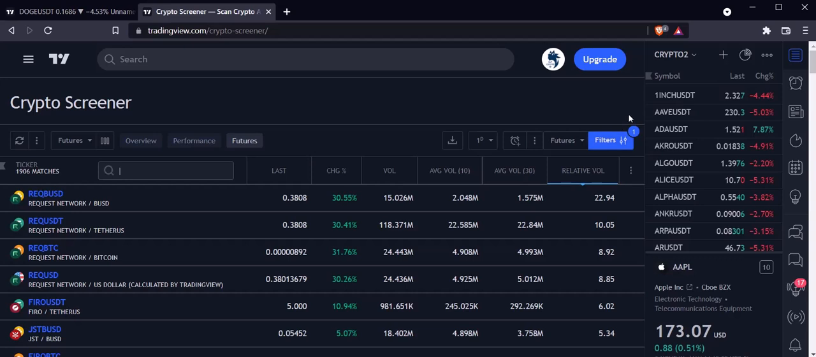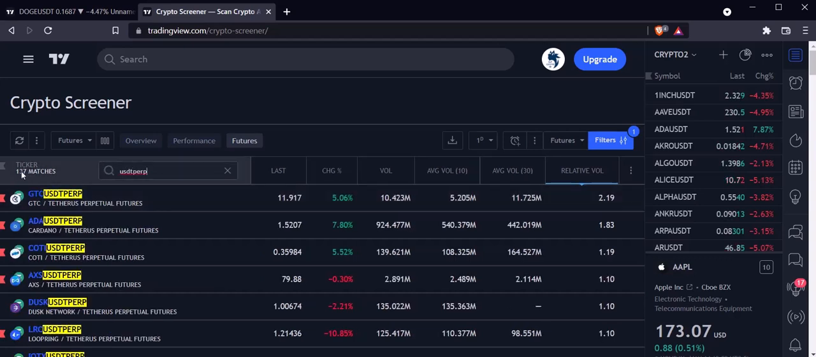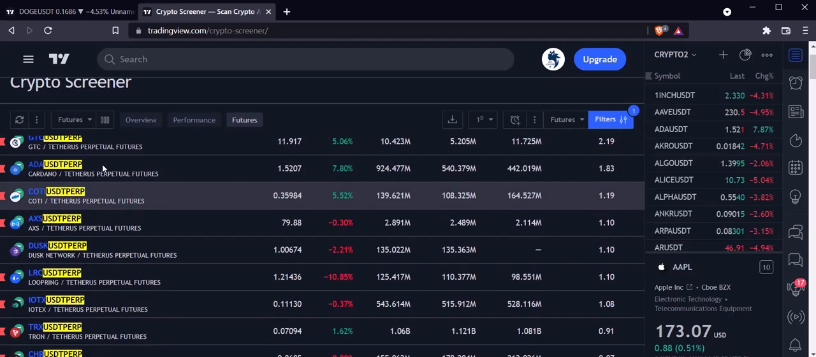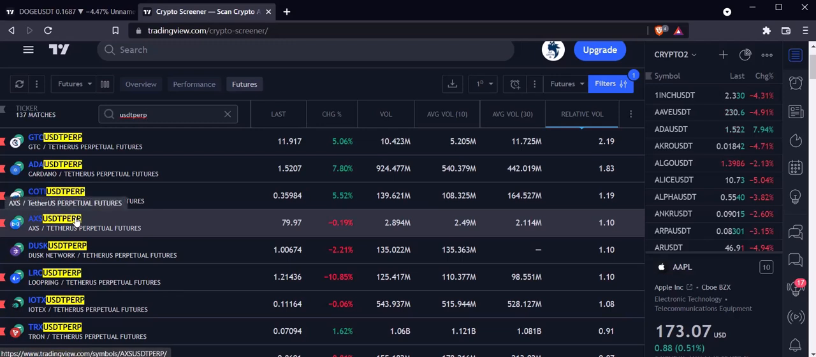and we have a Binance exchange setup, and I set the search here for futures. We have to find futures for scalping, the USDT tab. As you can see, we have 137 matches, which are all in Binance futures.